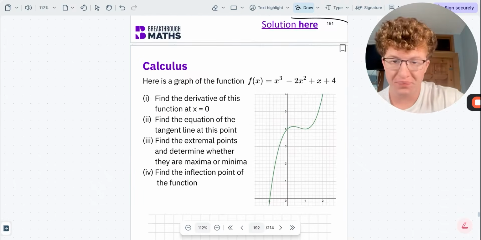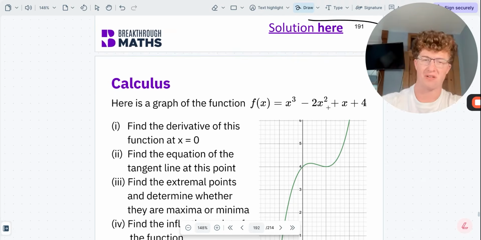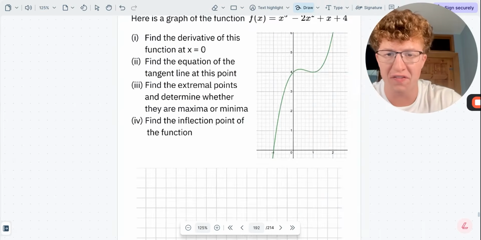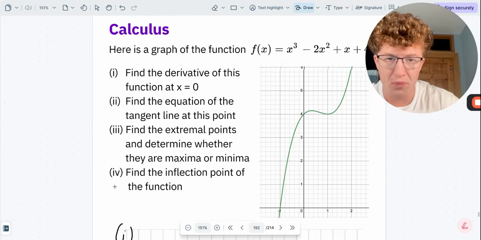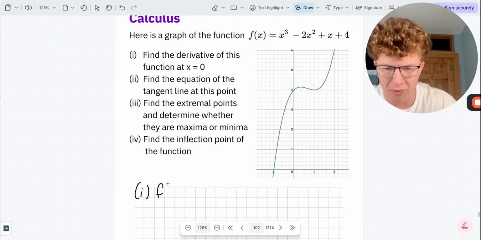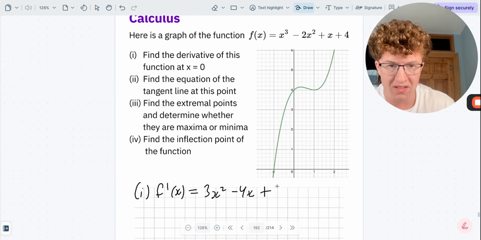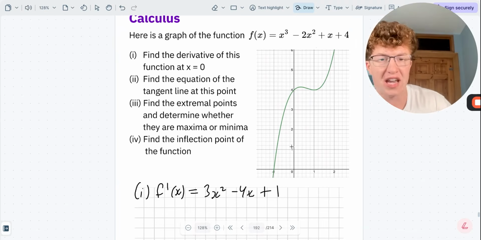Okay. Now, we have a graph. We have f of x is 3x cubed minus 2x squared plus x plus 4. Find the derivative of the function at x equals 0. So first thing we're going to do is get the derivative. So differentiating this, we get f prime of x is equal to 3x squared minus 4x plus 1. Because remember, just bring down the power, take 1 off it for each case.